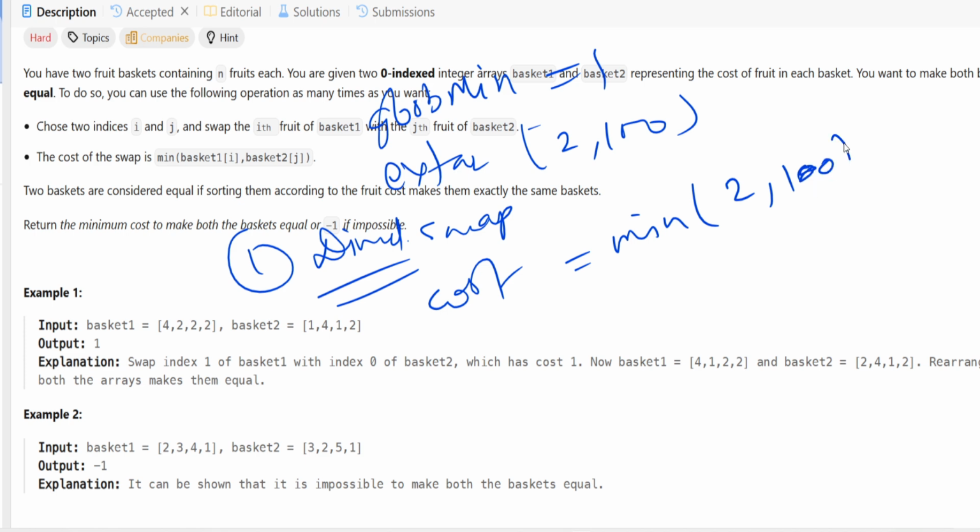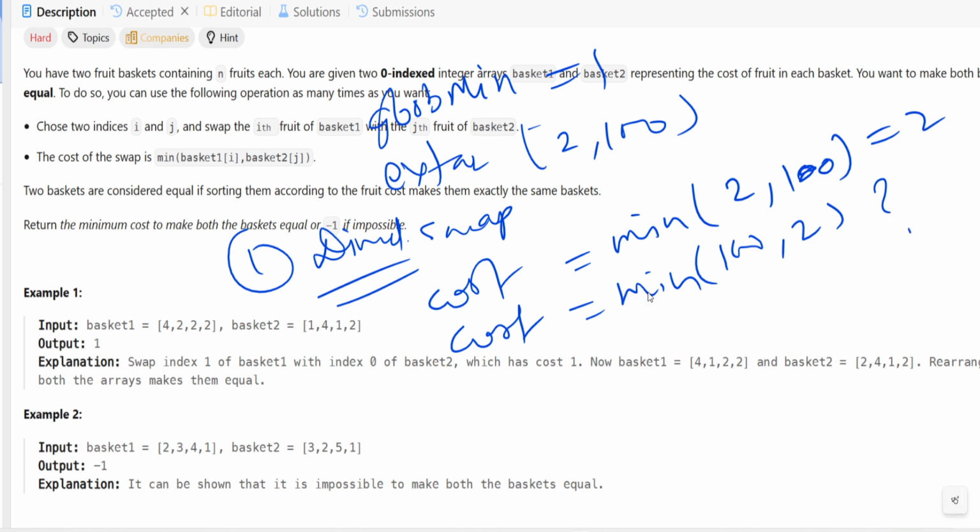With 2 and 100, we'll get 2. Now think, if we take the cost and do the mean of 100 and 2, what will happen here? Actually, we pair the sorted smallest one. So for 100, the cost of getting the mean of this one should give you 2, right?